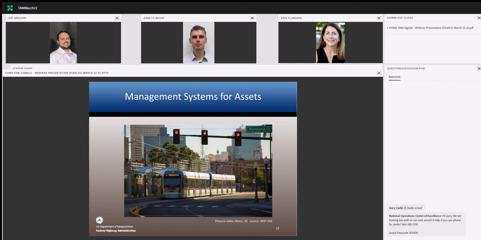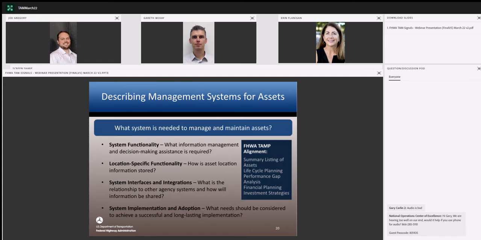Once people start to go and collect information, the next step is they want to have a management system that they can use to manage that and use the data that they have available. So some critical aspects of that. The first thing is to understand the system functionality that you require. So we'll talk through a list of that functionality that may be desired. It's important to understand how you're going to collect location-specific information and store that information. How does that connect and relate to other information that an agency collects and stores?